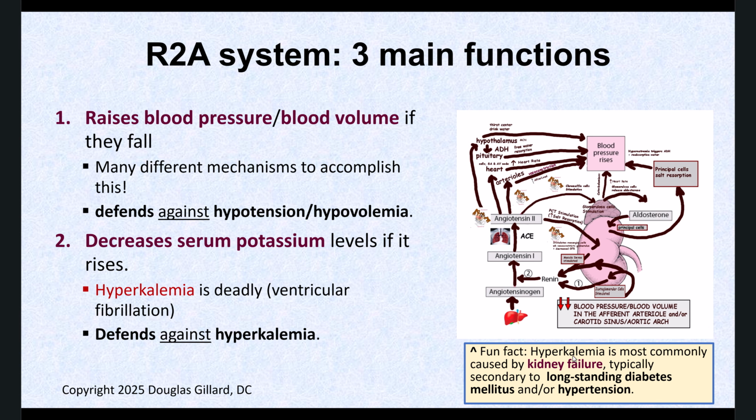Fun fact, hyperkalemia, the deadly hyperkalemia, is the most common cause of kidney failure. Typically secondary to what? You can see the Gillard question, can't you? Long-standing diabetes, whether it's treated well or not, and hypertension.